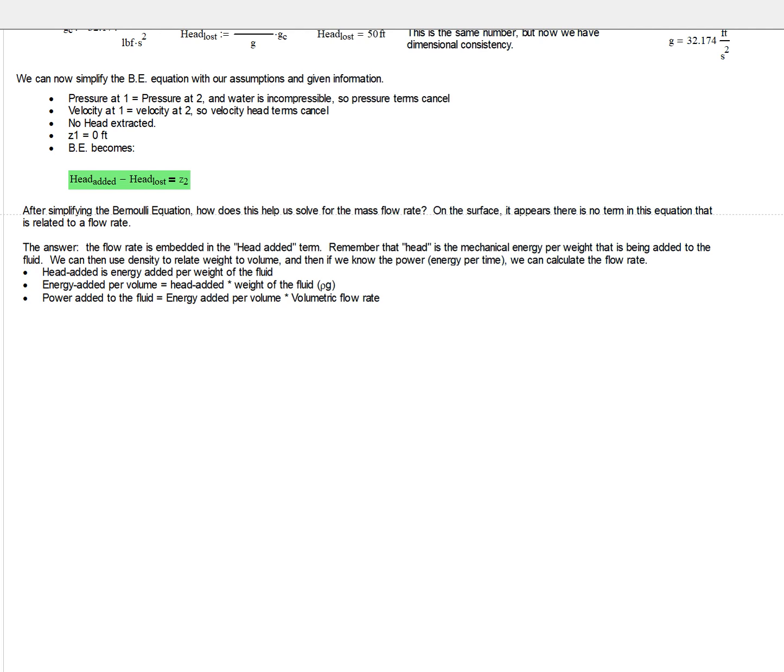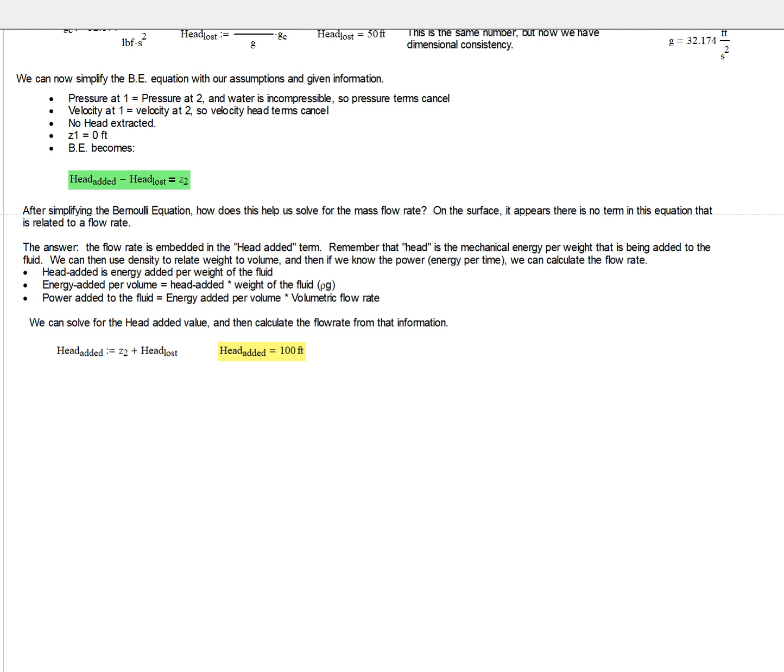We can solve for the head added. Let's just go ahead and solve for head added and get that out of the way. So that's Z2 plus head loss, that's 50 plus 50 is 100 feet. Head added is 100 feet. This is the amount of energy that's actually applied to our fluid that is flowing through the system.